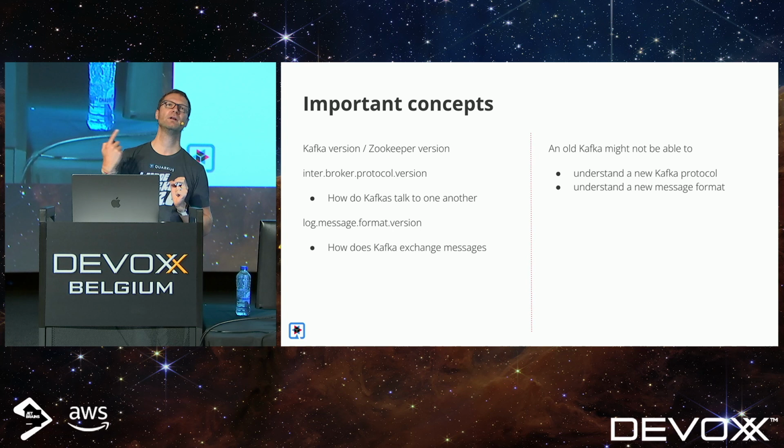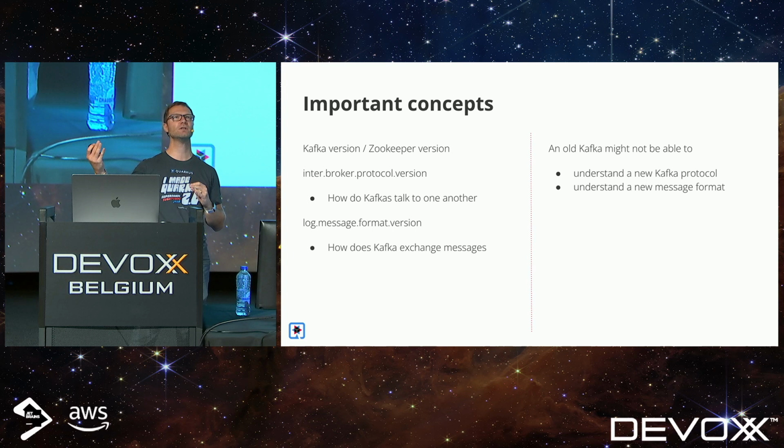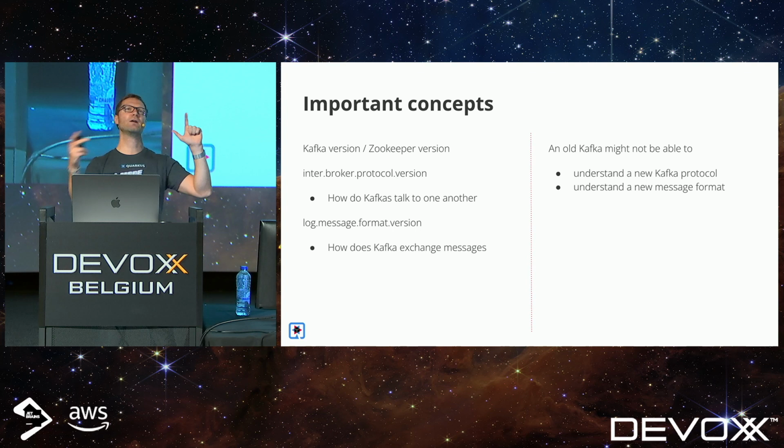A new Kafka broker version can speak the older language, but of course an old Kafka broker might not speak the new language if there has been some change. So that's one aspect: how do they communicate with one another? And the second one is, how do they exchange the message? What's the structure of the message that is being exchanged in that protocol, and how is it stored in the log in Kafka?